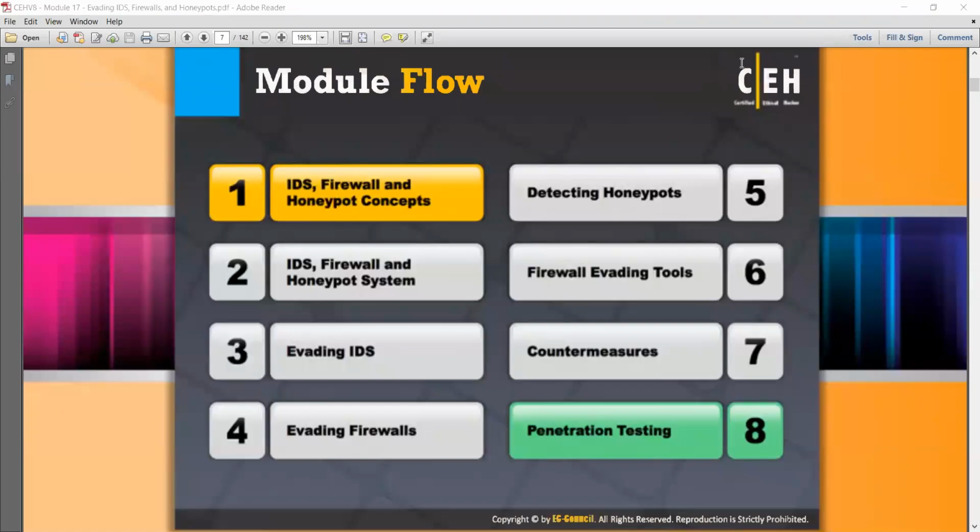Okay, today we will learn about IDS. This is our module flow: first, IDS, firewall, and honeypot concepts. Second, we learn the IDS, firewall, and honeypot systems. Third, evading IDS. Fourth, evading firewall. Fifth, detecting honeypot. Sixth, firewall evading tools. And seventh, countermeasures. And lastly, penetration testing.